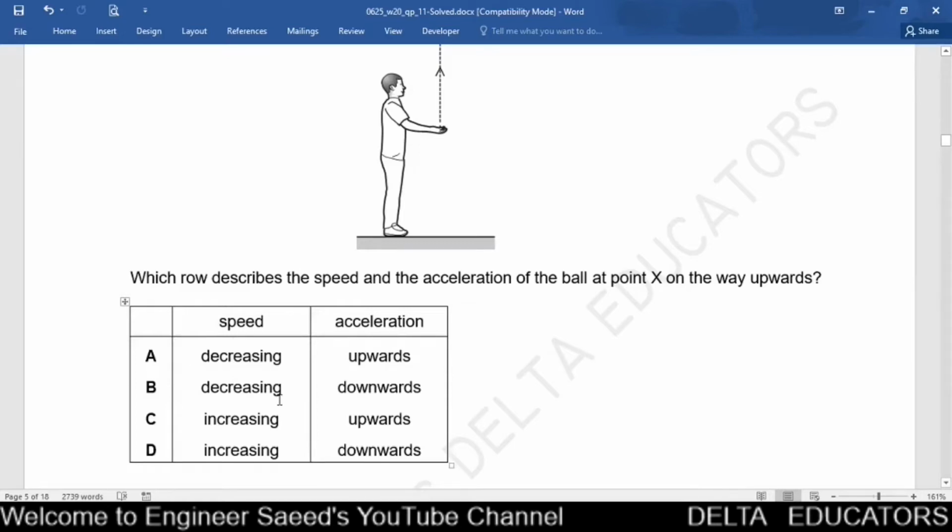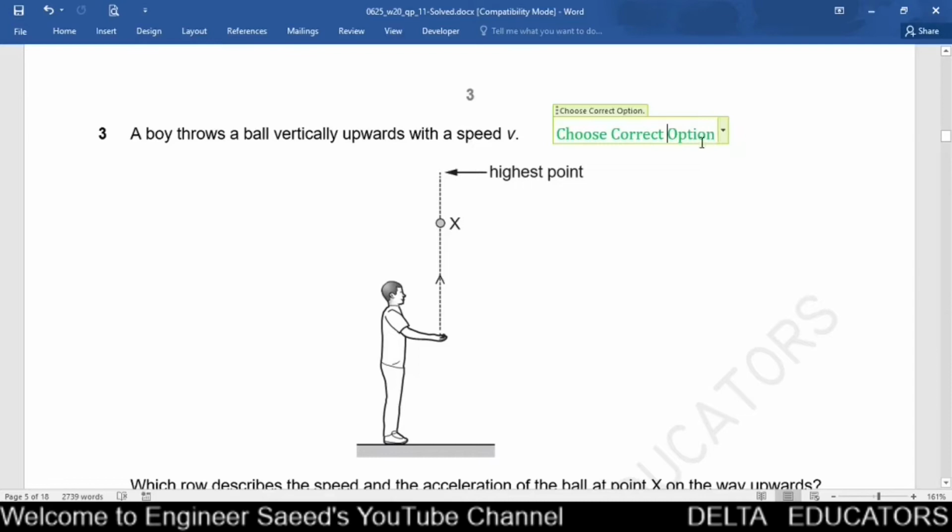Speed is decreasing when it is moving in the upward direction and acceleration is in the downward direction because the resultant force, the weight of the ball, is in downward direction. So here correct option will be option B.